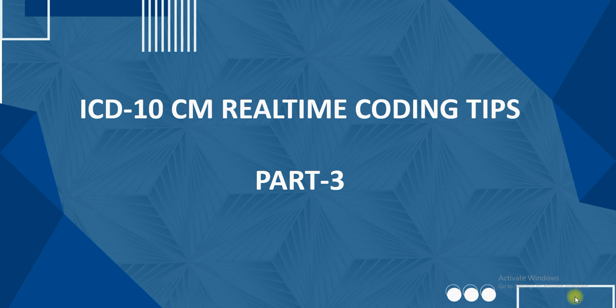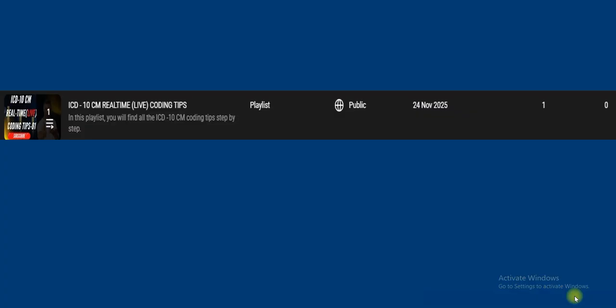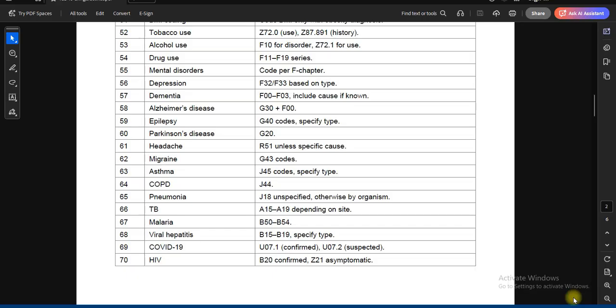So in this video, we will learn ICD-10 real-time coding tips part 3. These tips will be useful for you to code any type of chart in easy steps, and you can reduce your errors while coding ICD-10. In my YouTube channel, you already have a playlist named ICD-10 real-time coding tips. In this playlist, you can see two videos I have already published. So today our video number is 3.